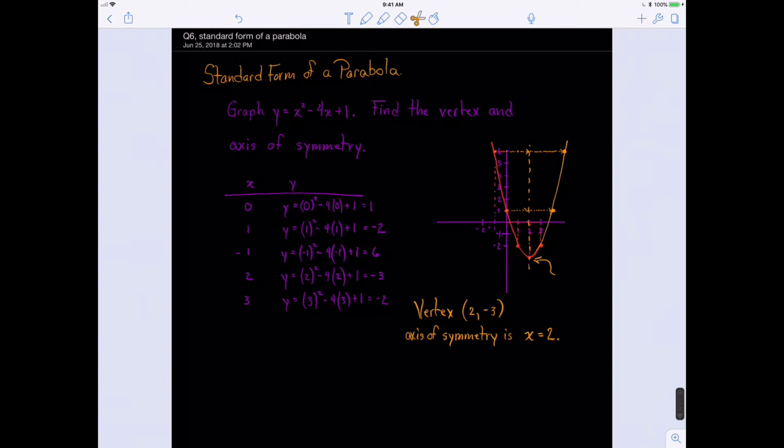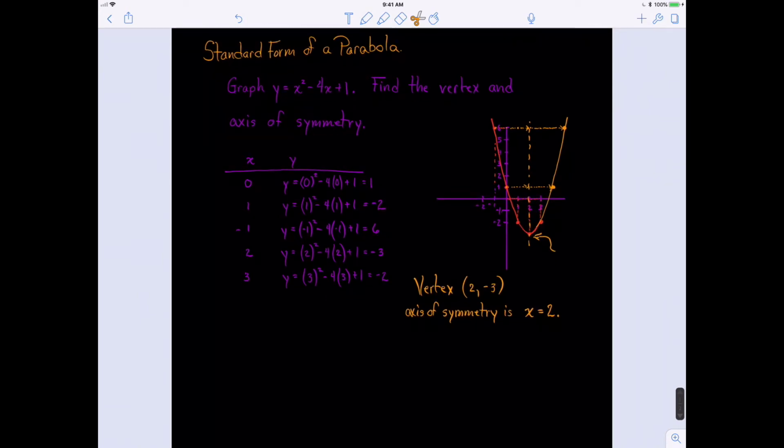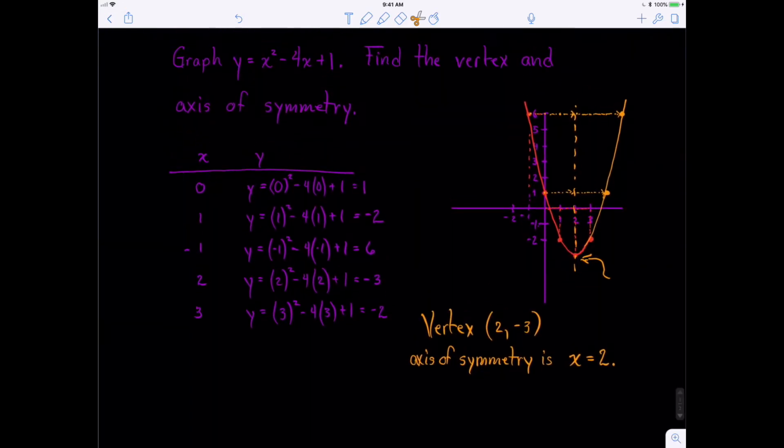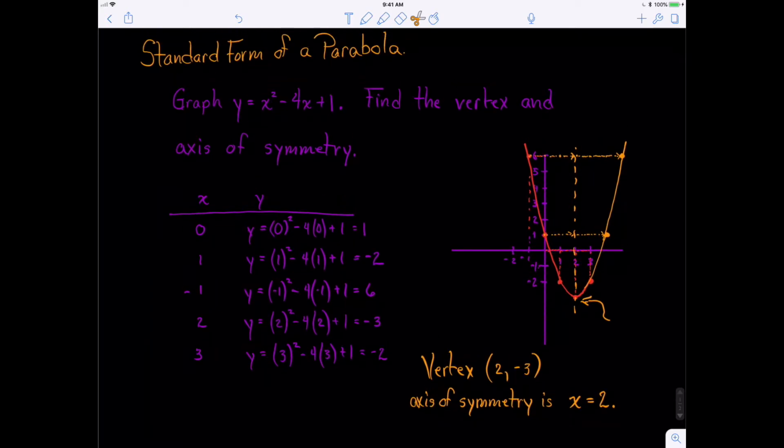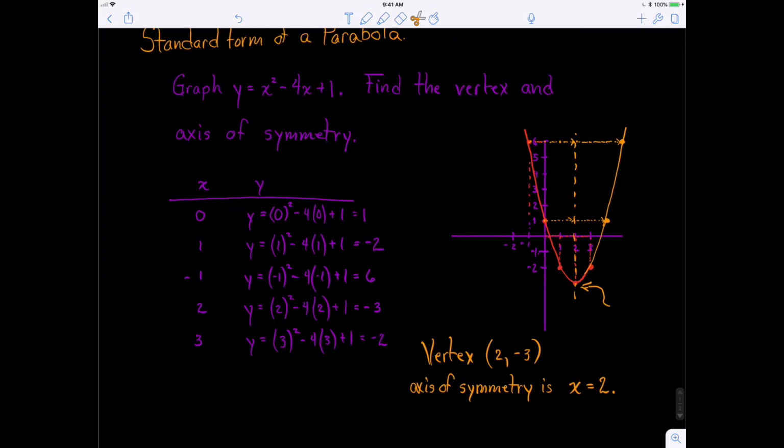Hi, in this video we're going to find what's called the standard form of a parabola. I brought this over from our last video. In our last lesson we graphed y equals x squared minus 4x plus 1, and we used an xy table and found that it has a vertex of 2 comma negative 3. In this lesson we're going to write the standard form of a parabola and see how to use it.